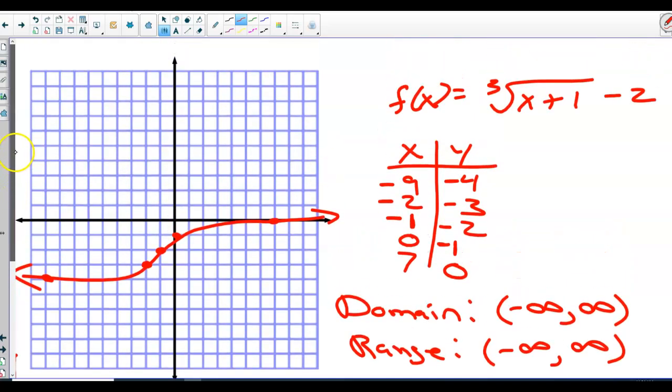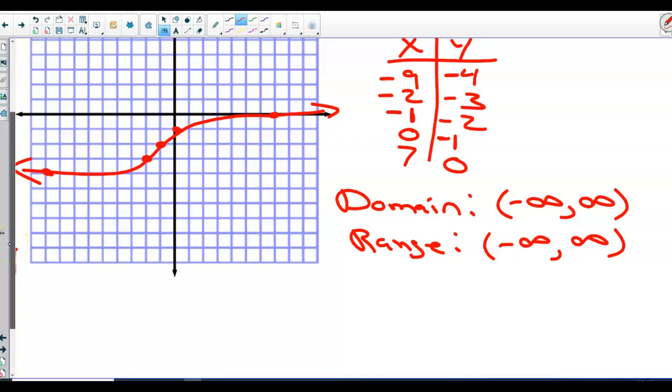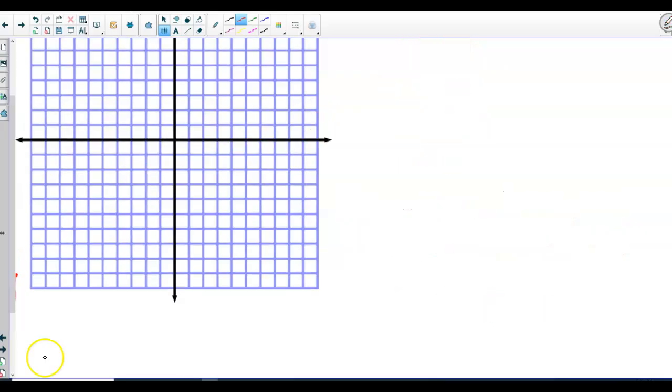There's no negative in front of the radical, and there's no negative in front of the x. So there's no reflection. There's no number in front of the radical. There's no vertical shift or stretch. No vertical stretch or shrink. So the only transformation is we're going left 1. What makes that radical equal to 0? And we're going down 2. That is the only transformation here.